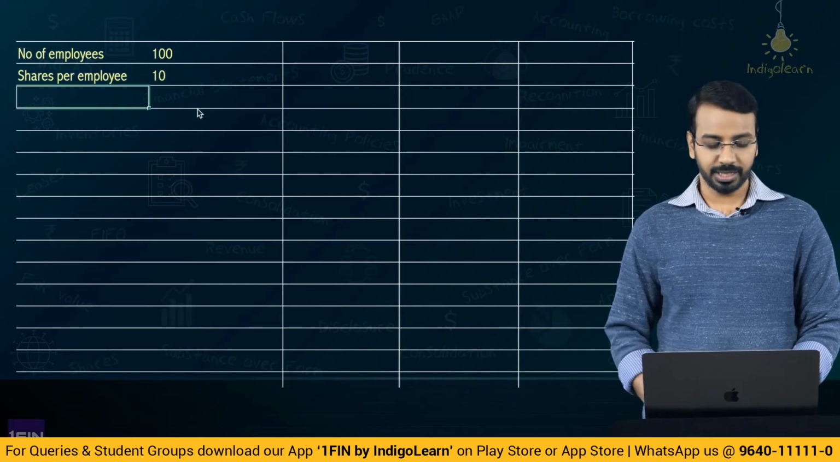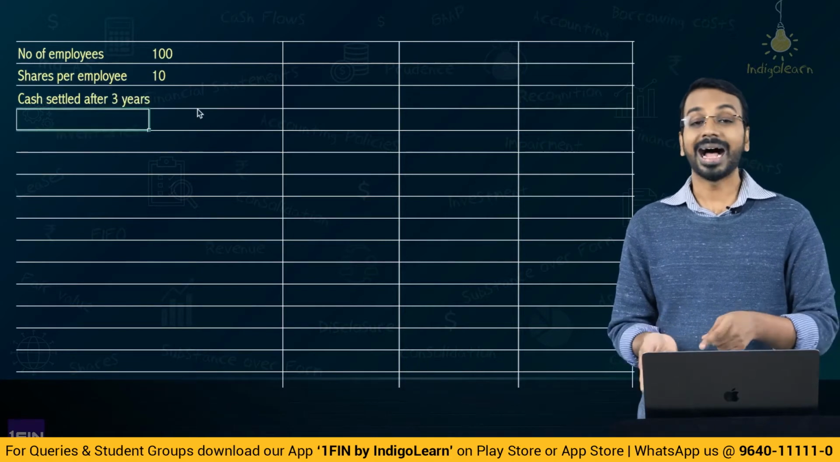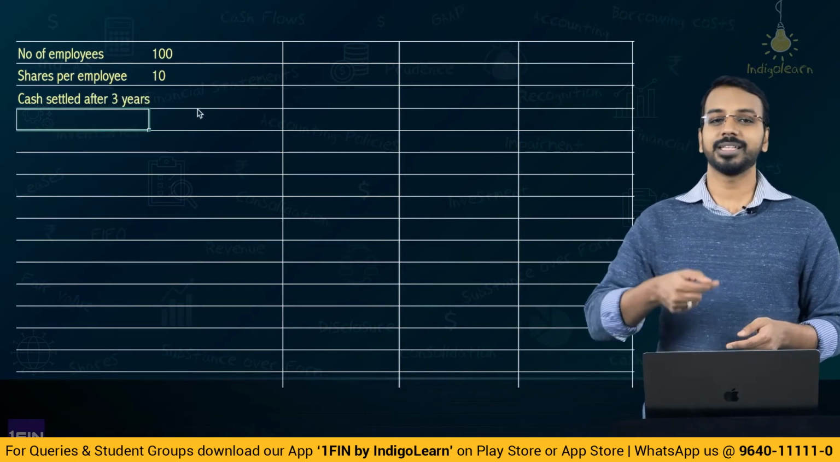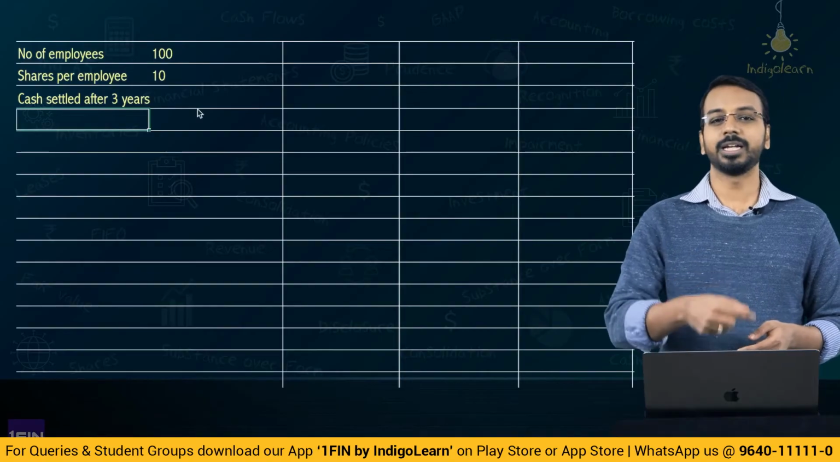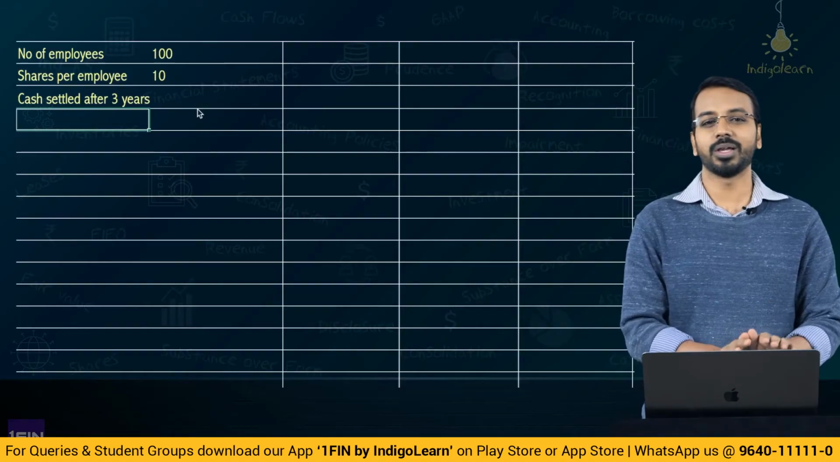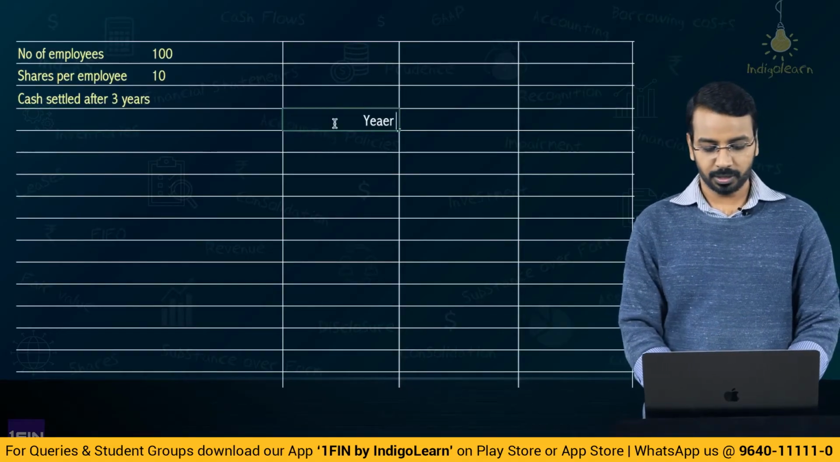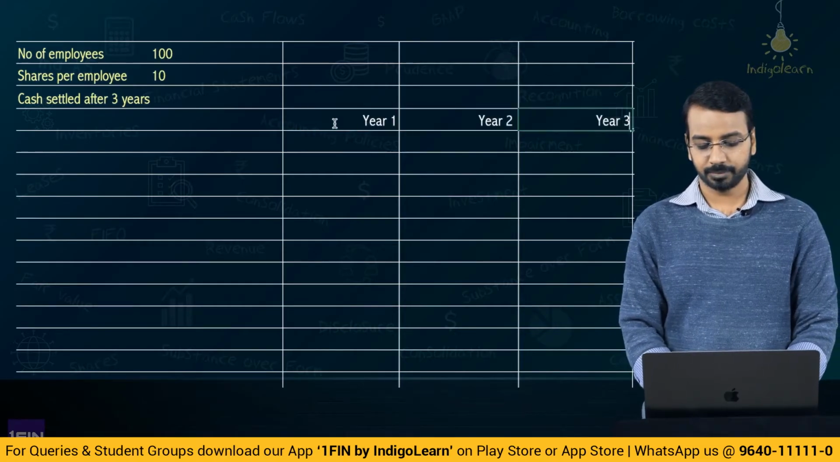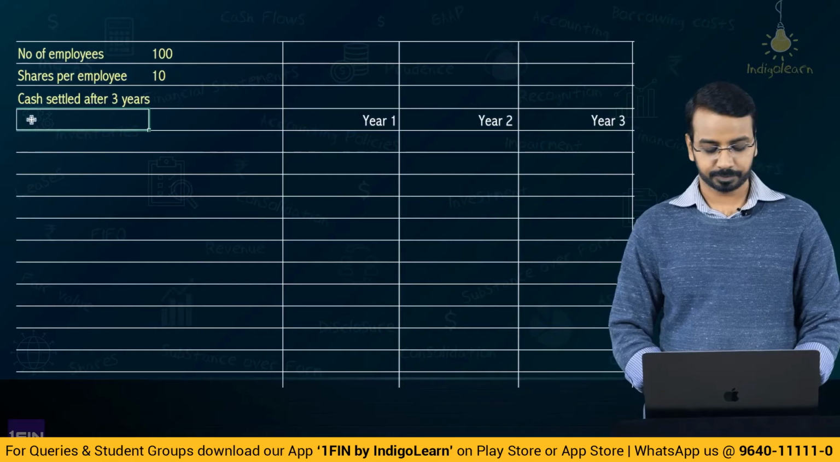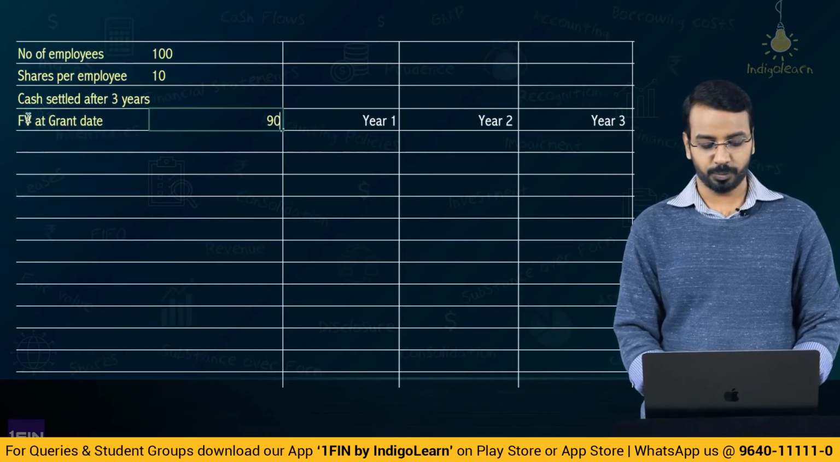How much? 10 shares, and it is cash settled after 3 years. So after 3 years, whatever is the share price, that multiplied by 10 will be paid to each employee, and assume for a moment all the 100 employees will continue to remain in the organization. Okay, so year 1, year 2 and year 3, 3 years, and fair value at grant date is say 90 rupees.